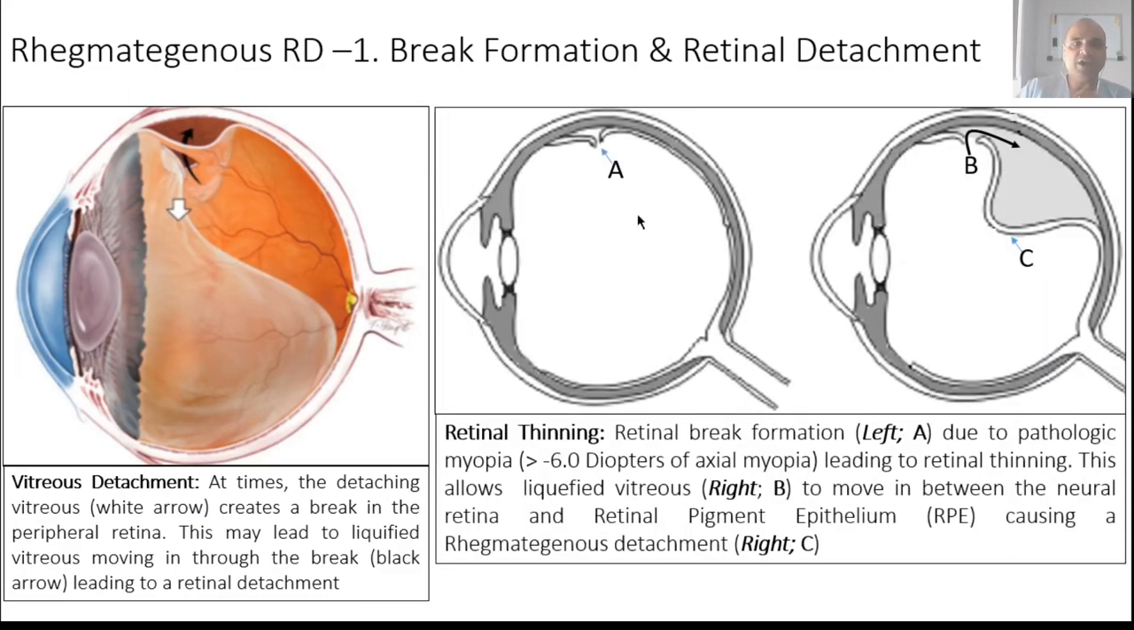These two pictures show how retinal thinning leads to a break, which is shown in A, that the retina just thinned out enough that it just broke from there, creating a break in itself. Liquefied vitreous moving in through the break, B, and then C is the neural layer separated from the underlying RPE, and this is what the rhegmatogenous retinal detachment is.